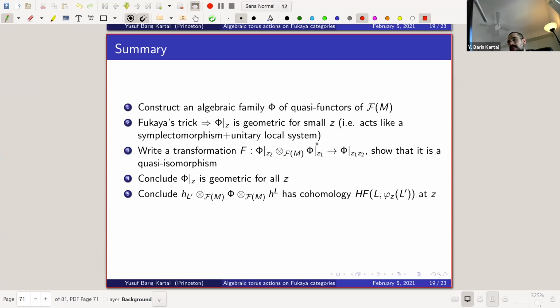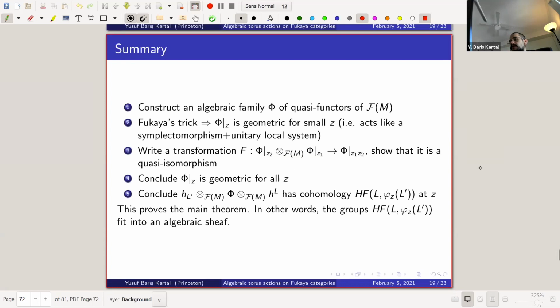And from here, we can conclude this triple tensor product also has cohomology by the same reasoning that I explained. This has the cohomology HF of L, Phi Z of L prime at Z. So this proves the main theorem, and in other words, Floer homology groups fit into an algebraic sheaf.